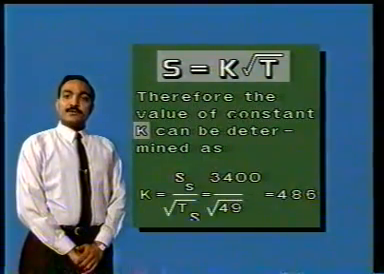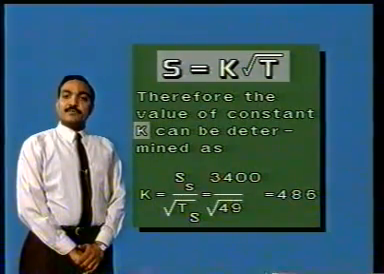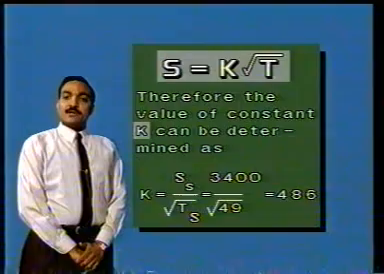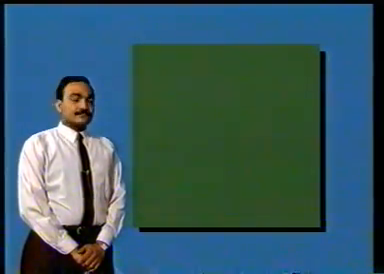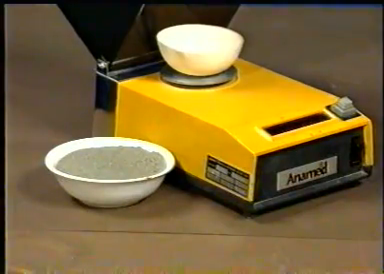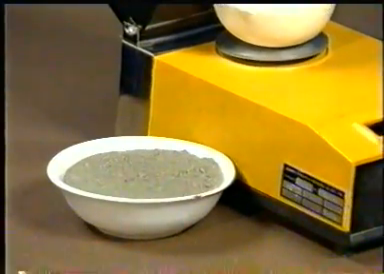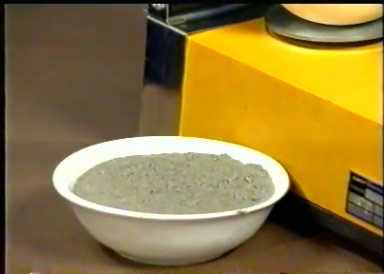Therefore, the value of constant k can be determined as k is equal to 3400 divided by 49 under the root, which is equal to 486. This value of constant k shall remain the same for the given apparatus and standard cement taken. For determining the weight of cement sample to be tested for its fineness, the following steps are required to be carried out.